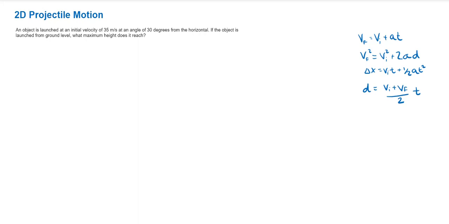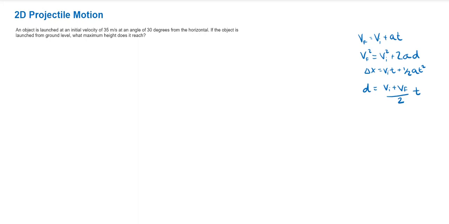So we have an object that is launched with an initial velocity of 35 meters per second at an angle of 30 degrees from the horizontal. That just means an angle up from the ground. If this object is launched from the ground level, what is the maximum height?